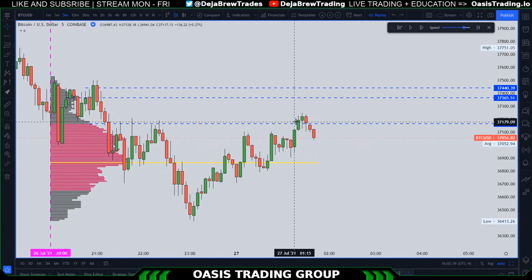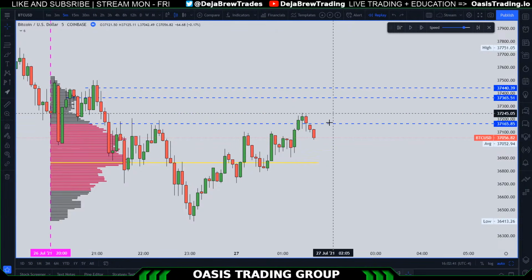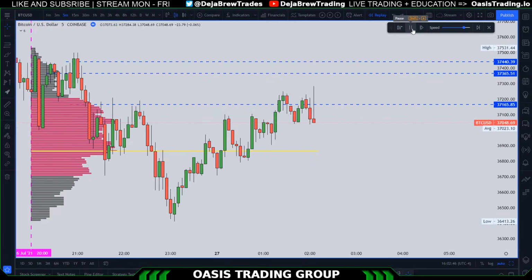Until it reclaims the initial balance low, it is still slightly bearish. Look at that. It does not like that level. Failed again. Let's see if this can hold.